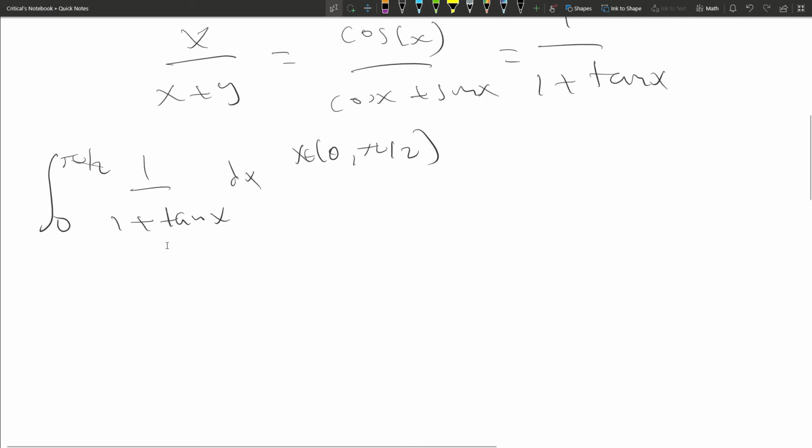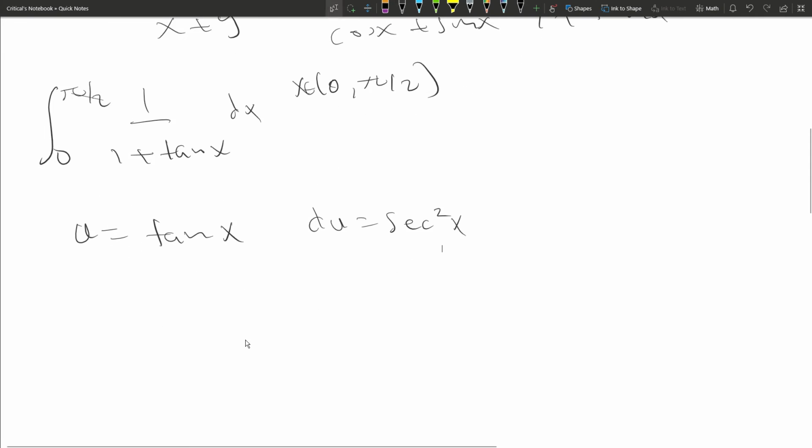Okay, now we'll do substitution. So if we let u be tan of x, du is just secant squared of x dx. And then when we plug everything back, oh yeah, and then the limits change. So if we plug in 0 for x, we get 0. And then if we plug in, I guess, pi over 2, it's not really going to be pi over 2, but it's shooting to infinity. So our limits change from 0 to infinity.